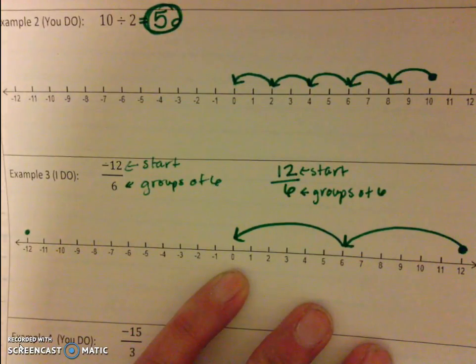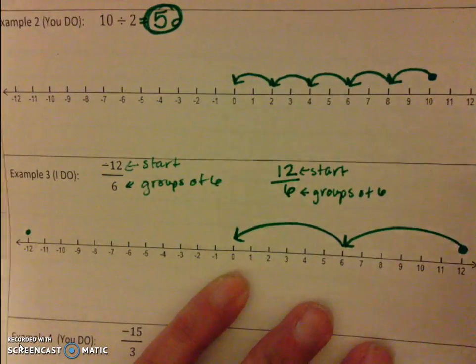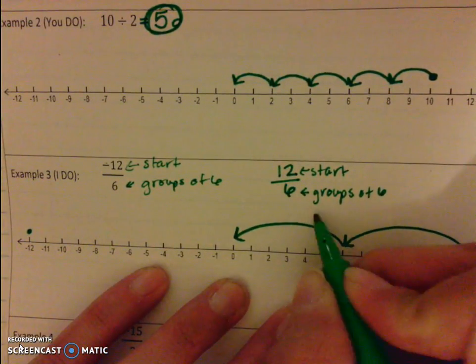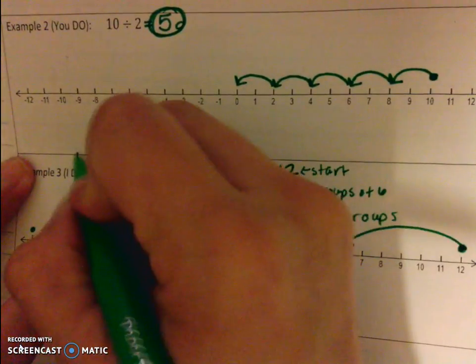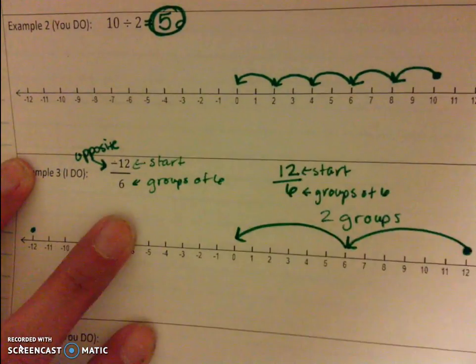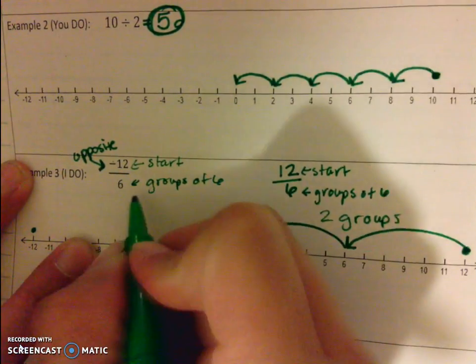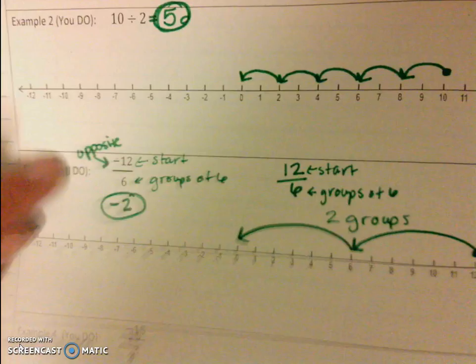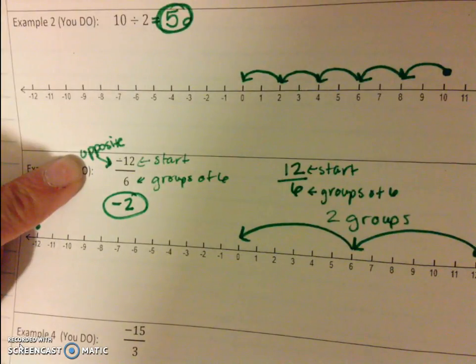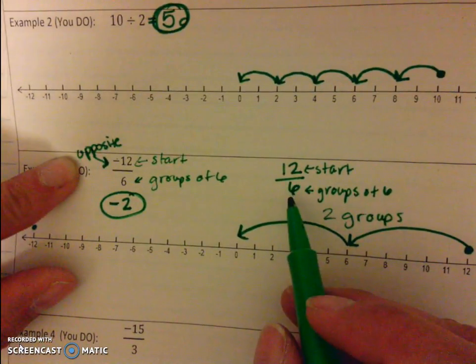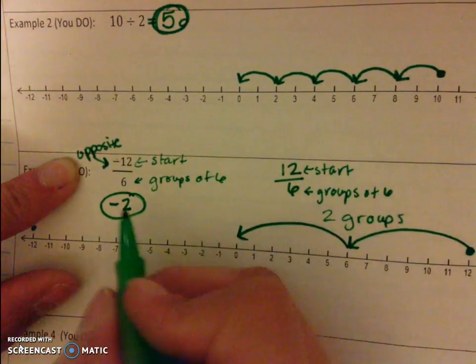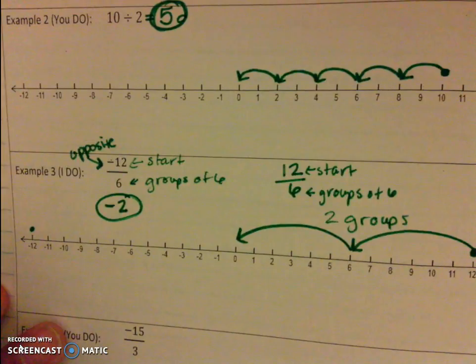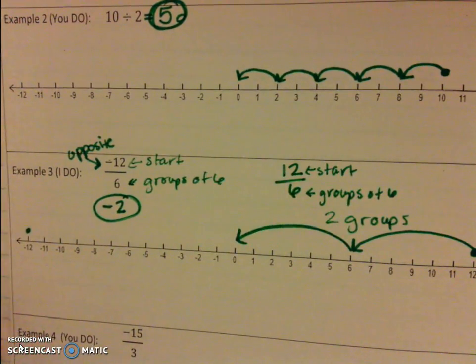Okay. But since I made 2 groups, remember this negative means opposite. That means instead of my answer being 2, my answer is going to be -2 because it's the opposite of what I got. Okay? Hopefully that didn't confuse you. So we did 12 divided by 6, and then since it's a negative, we do the opposite. So the opposite of 2 is -2. So pause it here and try example 4.